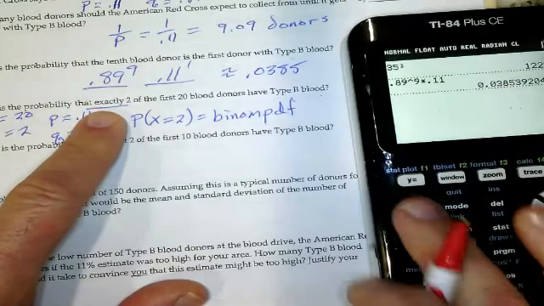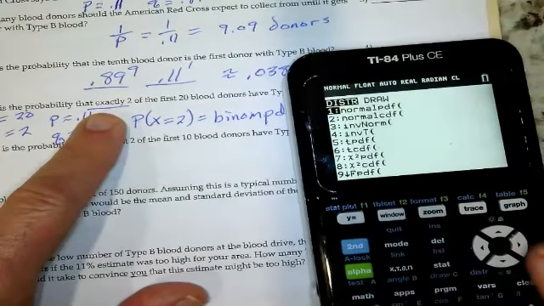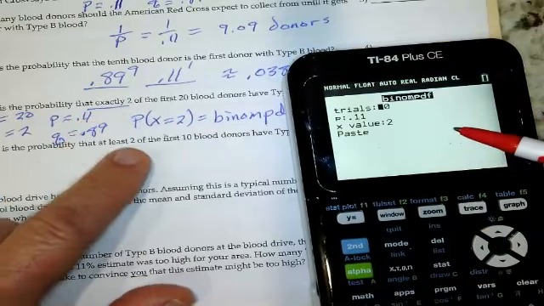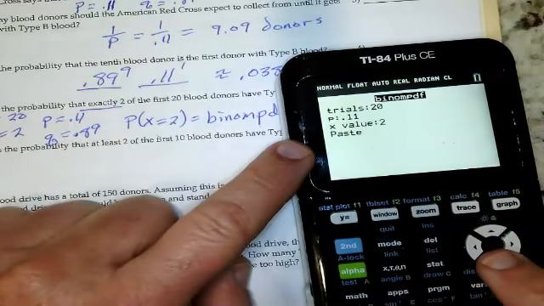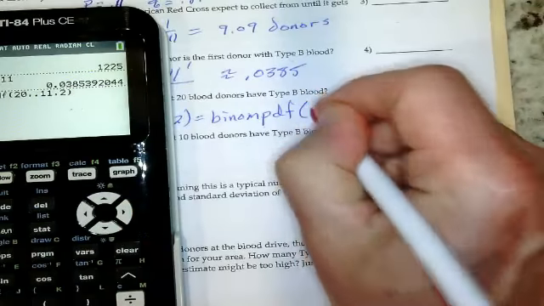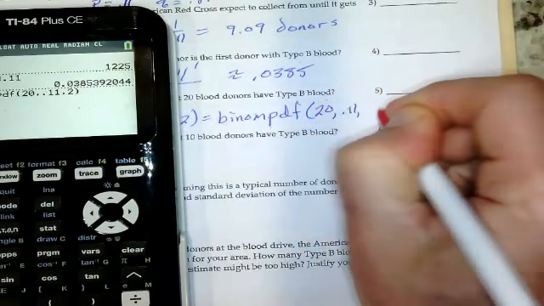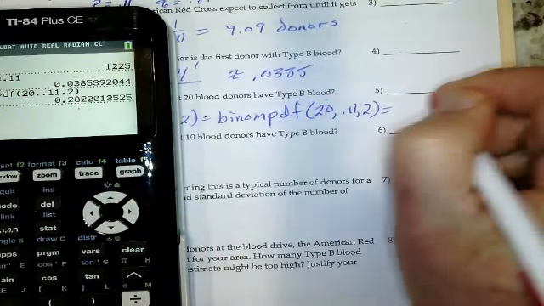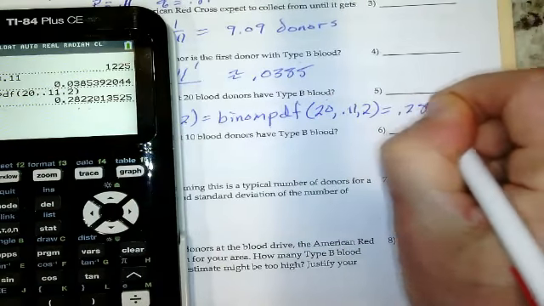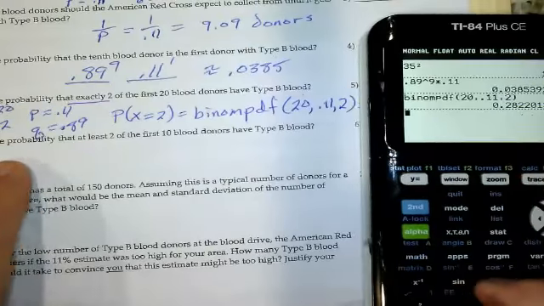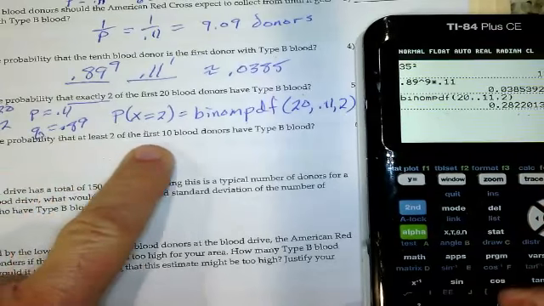So using our handy dandy calculator, second distribution, go up to A, enter. Well, looky there, the numbers are already in there for us. Isn't that quaint? So 20 trials, P is 0.11. We want exactly 2, we enter. So let's write that on our paper here. 20, comma, 0.11, comma, 2, close, equals, enter, 0.282. Okay, small probability.